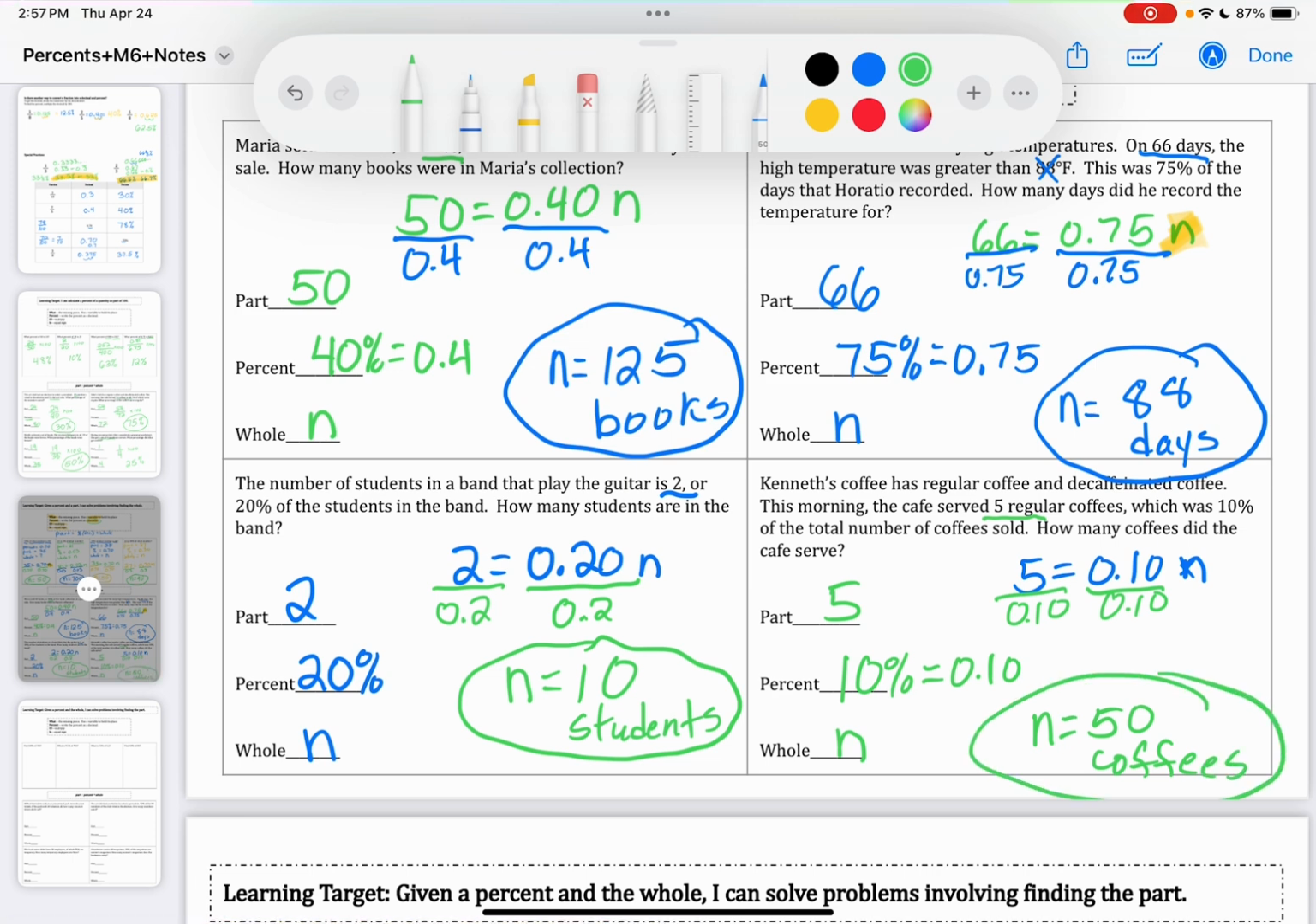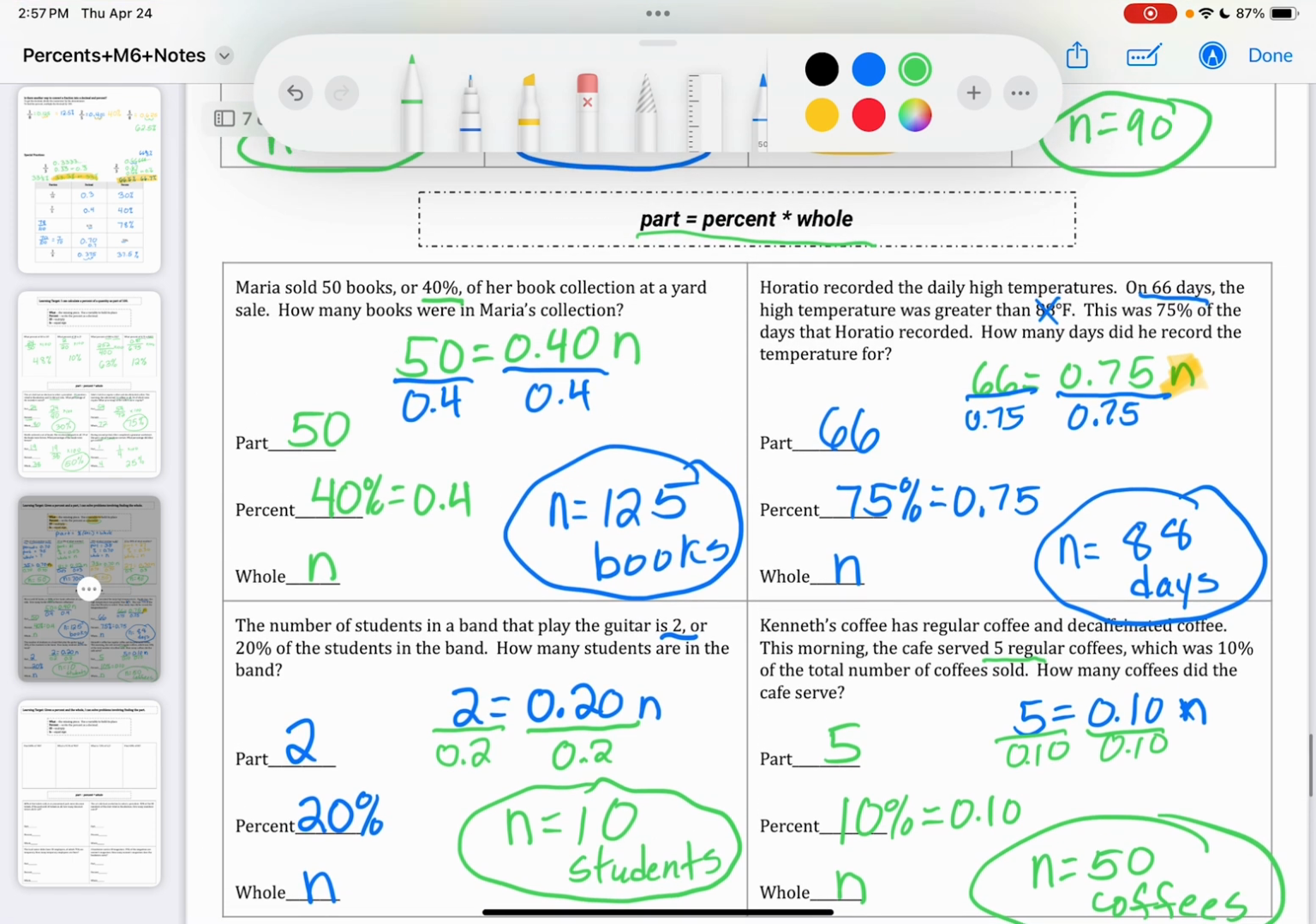Okay, what I want you to do when you start your worksheet is write at the top, and for every problem, part equals percent times the whole. Part equals percent times whole. Okay? All right. Thanks, guys.